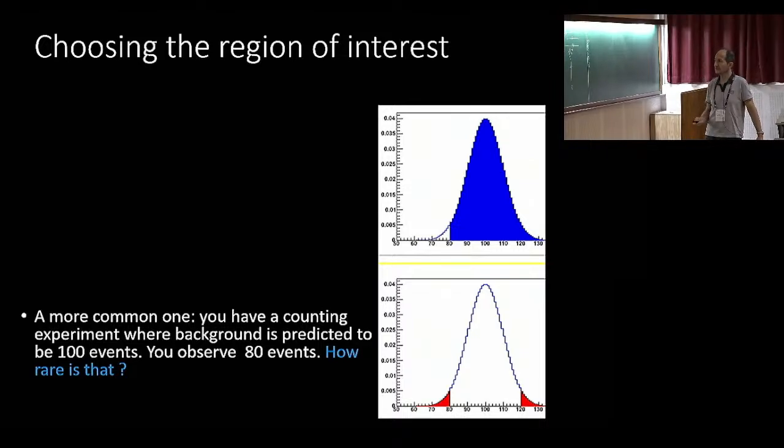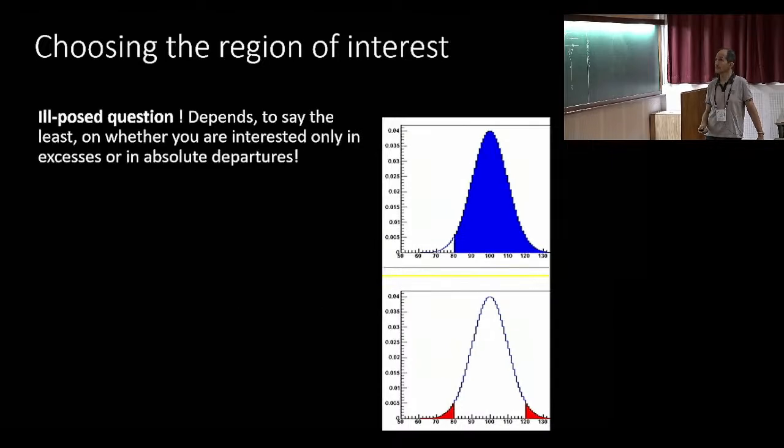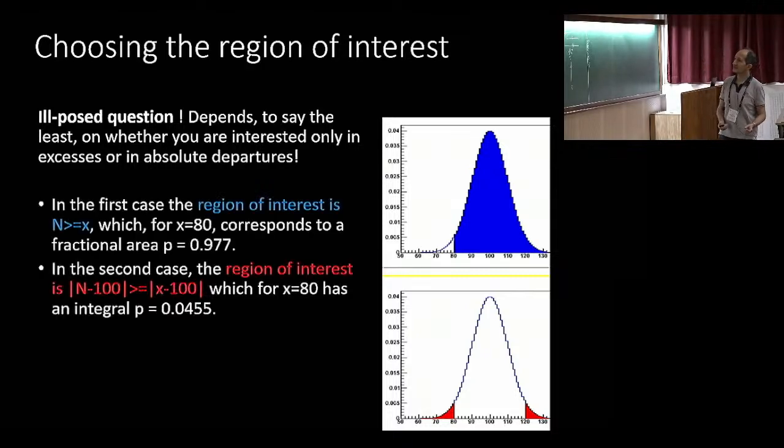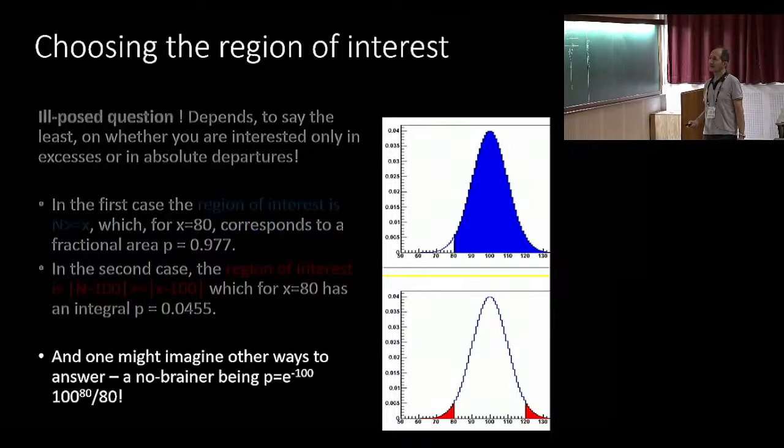This is troublesome, right? Or you might say, okay, I have observed 20 events away from the mean, but I would be just as startled to observe 120, so I have to take these two tail probabilities and add them together. So it is an ill-posed question because it depends on whether you are interested in excesses or absolute departures, but it also might be spun in a different way. In these two cases, you have a different tail probability by a factor of two or so.